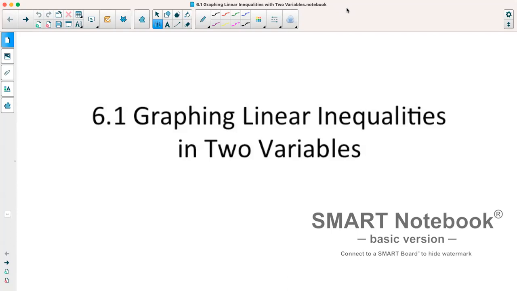Hi, today we are going to start chapter 6, and the first section deals with graphing linear inequalities in two variables. So essentially, we'll be graphing linear functions that have inequalities in them.